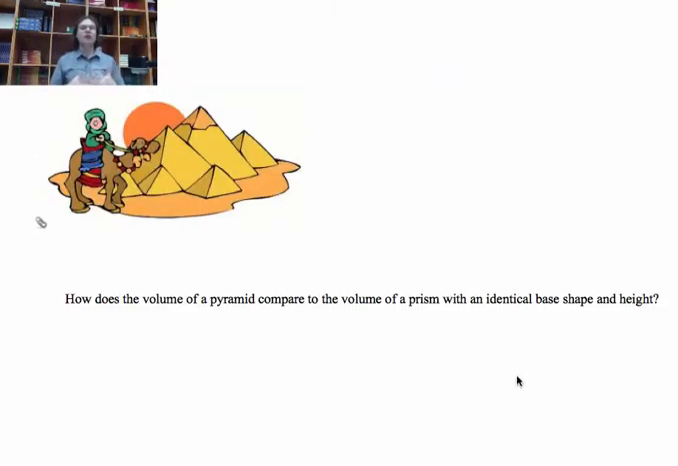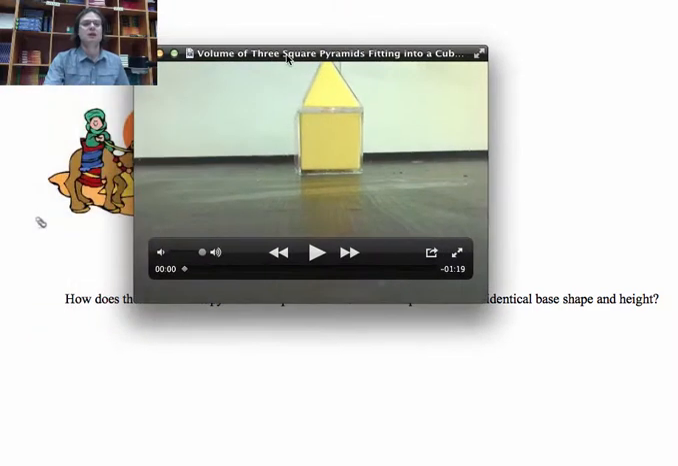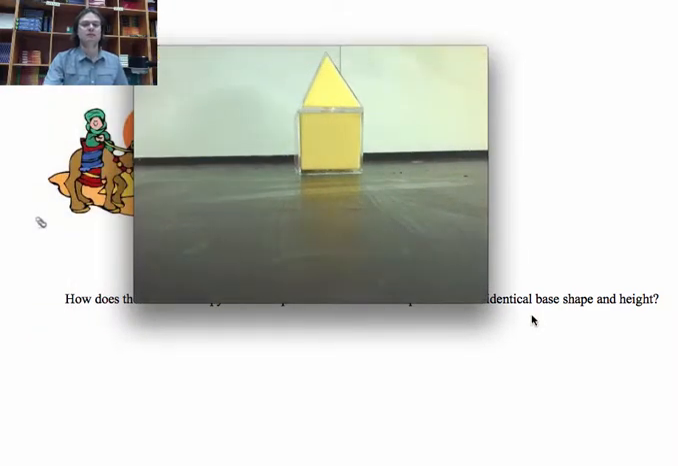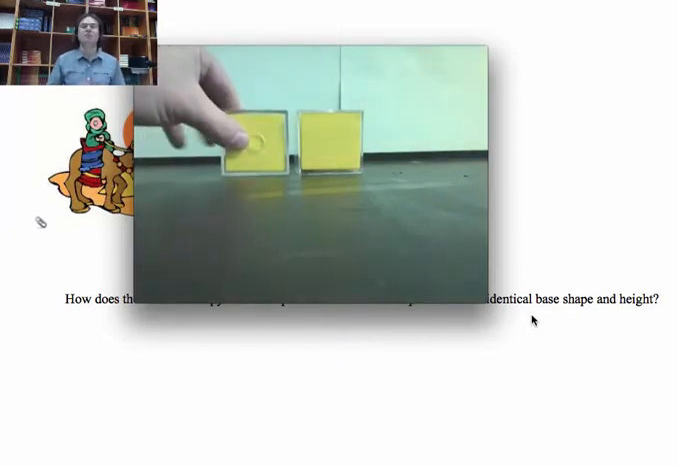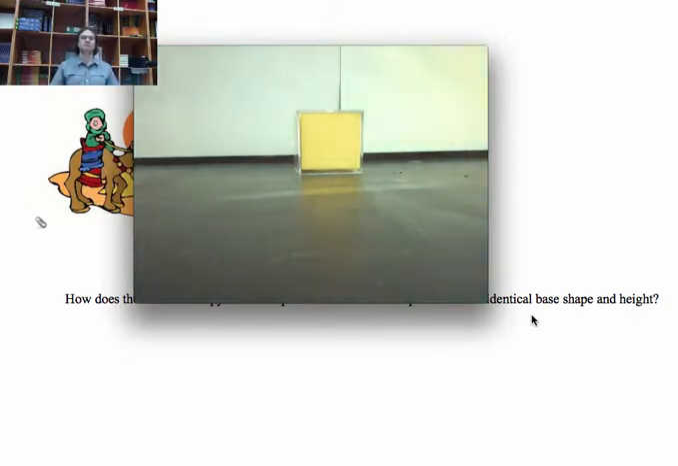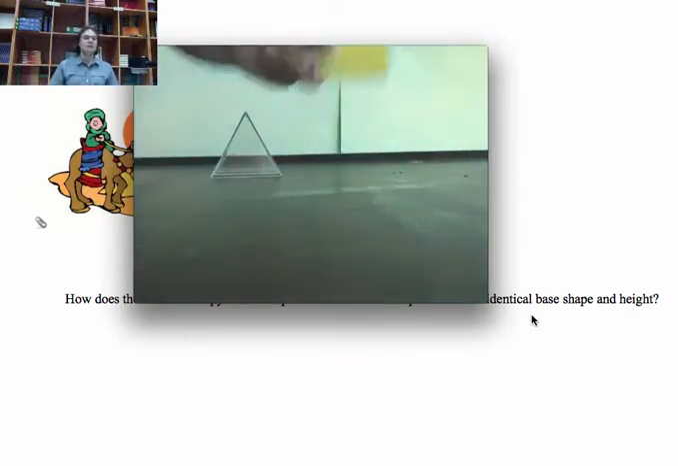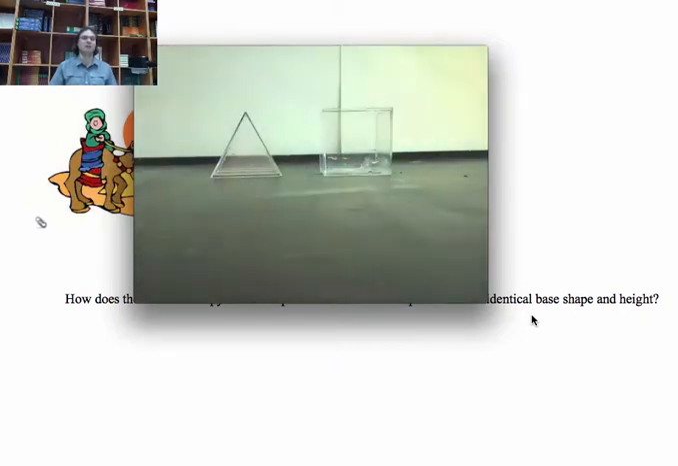Now we're going to look at the volume of a pyramid. The volume of a pyramid is very strongly related to that of a prism with the same base shape. I have a video here to show you exactly how that works. If we notice, the bases of the shapes are the same. They're both a square. They both have the same heights as we put them back down together.